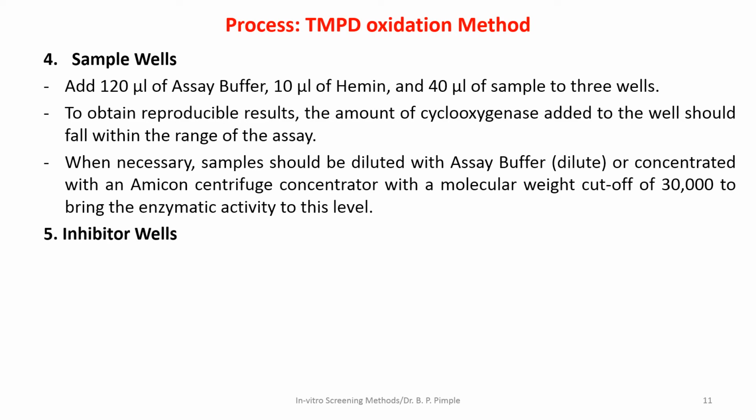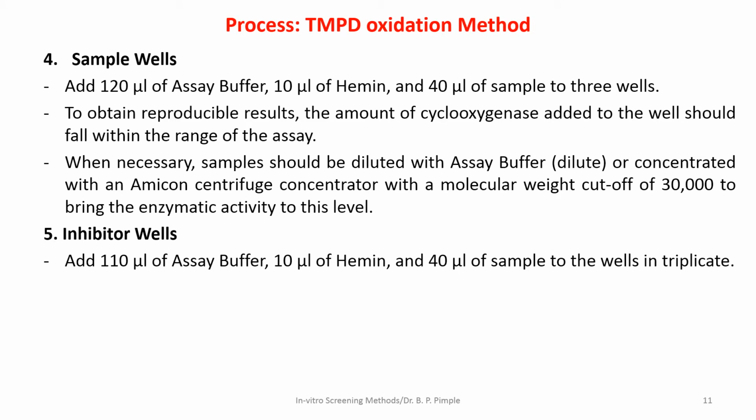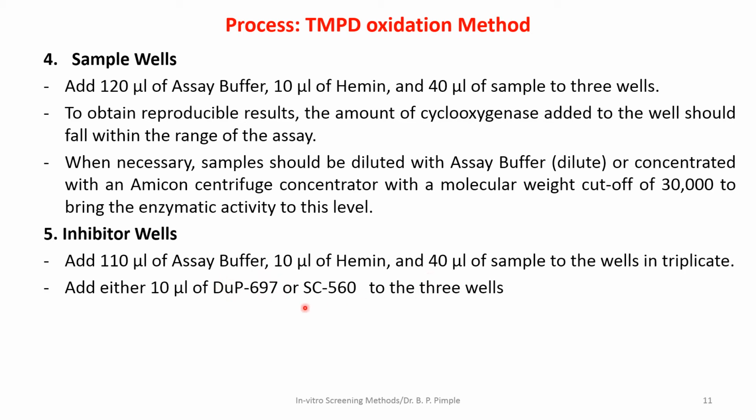The next, inhibitor well. Inhibitor means we have added the enzyme, we have added the samples, and we have also added the blanks. Now it is time for us to add the inhibitors, the standard inhibitors. Assay buffer plus heme plus sample is added, and to these samples the inhibitors are added. Now here DUP 697 is the standard COX-2 inhibitor, whereas SC 560 is the standard COX-1 inhibitor. So these two are serving as standard inhibitors, like our indomethacin or NSAID.